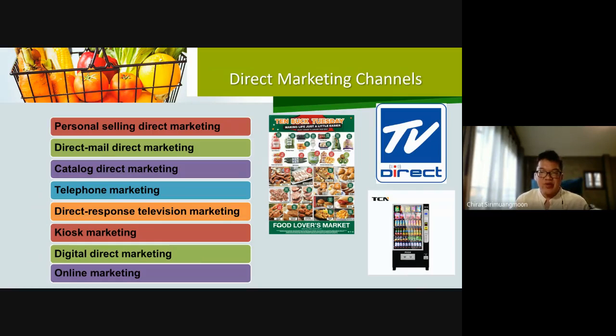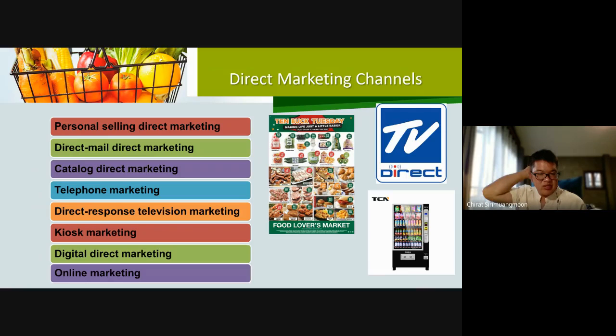Here are examples of direct marketing channels. First is personal selling. Then direct mail, like when you get an email saying, I have a new product, would you like to buy it or not? This is direct mail. A catalog is paper that presents the product list. Then telephone marketing, where you call some program and then just order the products.